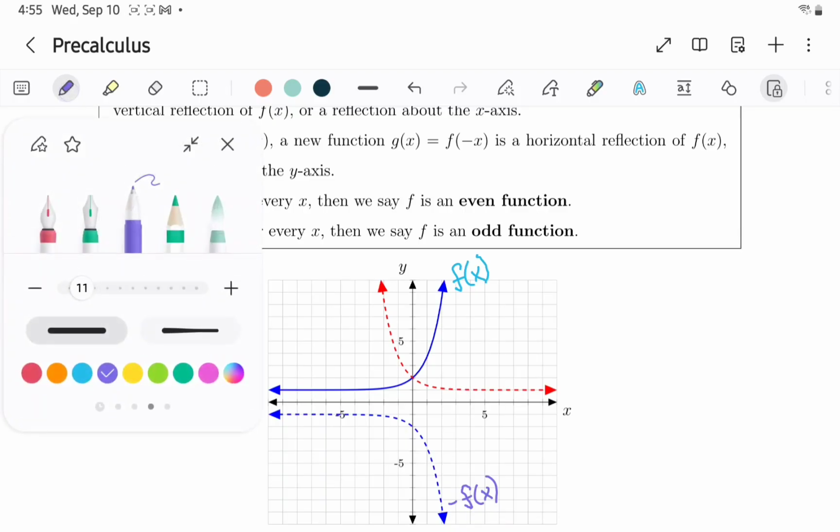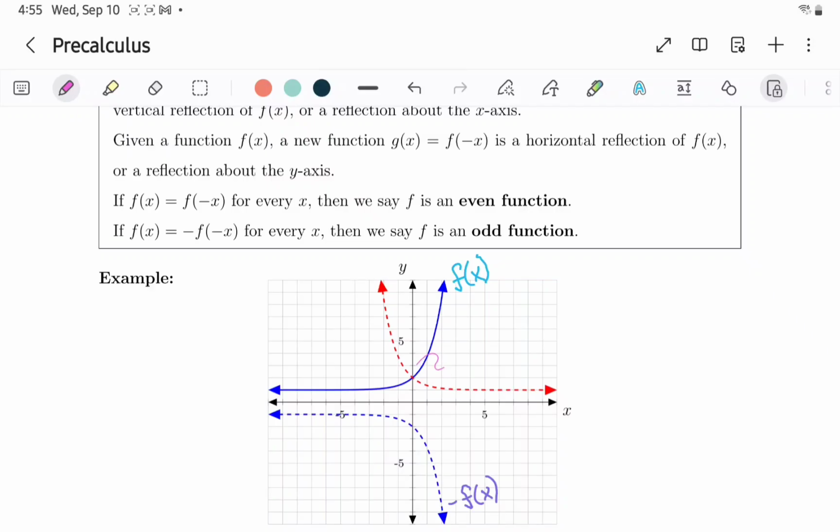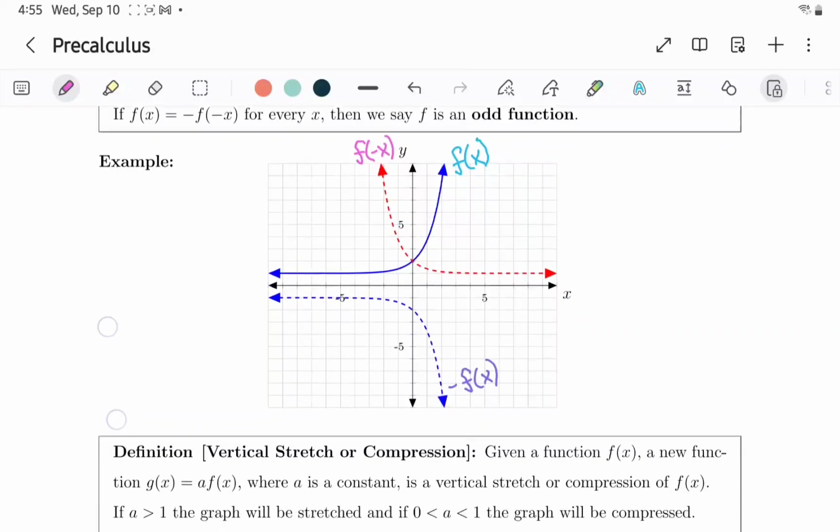And then the graph in dashed red, well, since it is a reflection of the graph of f about the y-axis now, it is going to be a horizontal reflection. So it is going to be f of minus x. Okay. So that's it for reflections.